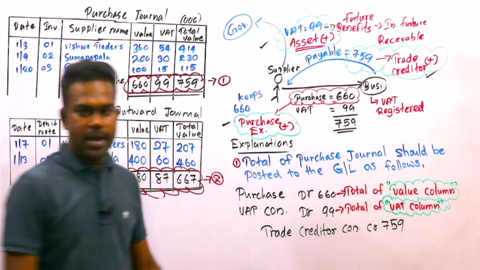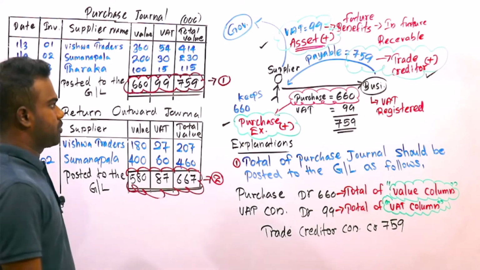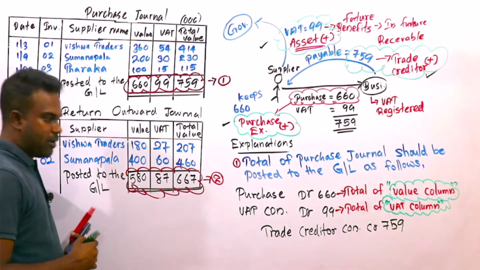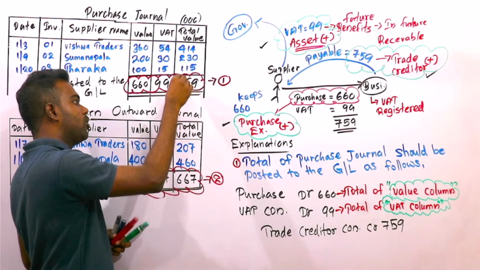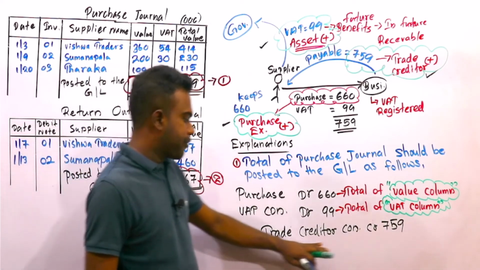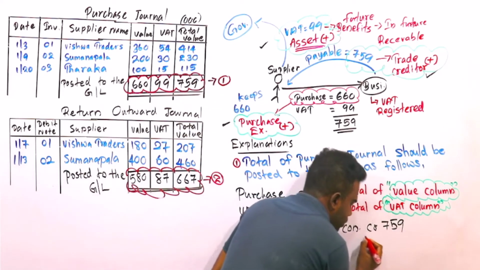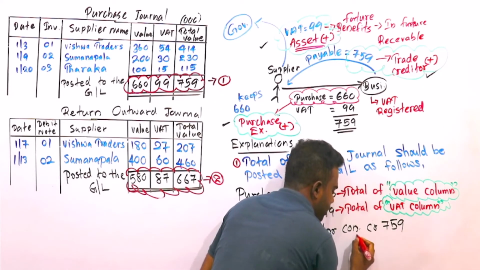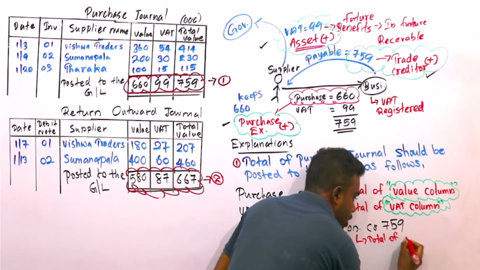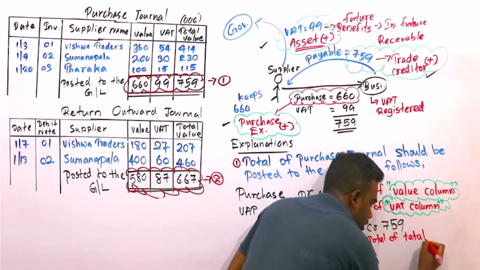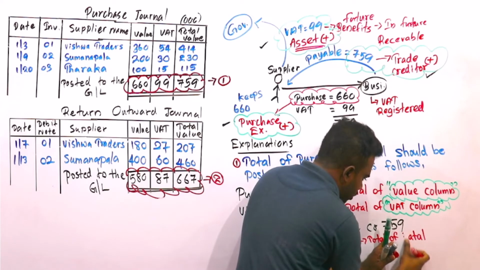VAT column, and it's better to highlight it, right? Highlight that one. Look at the VAT amount and the purchase price. The total value column should be credited to where? Creditor control account. Write down in front of that: total of the total value column. Don't confuse this with the other total, this is separate.